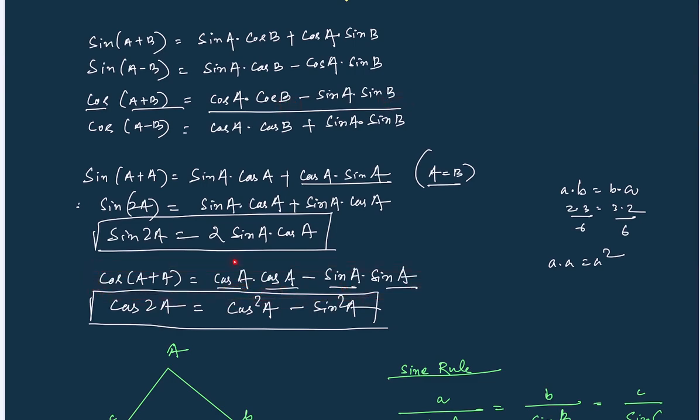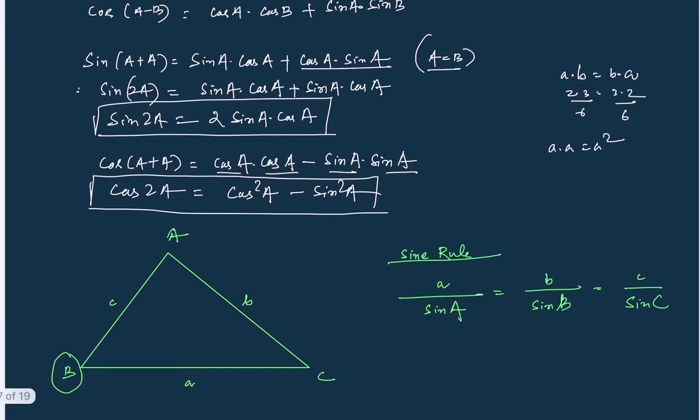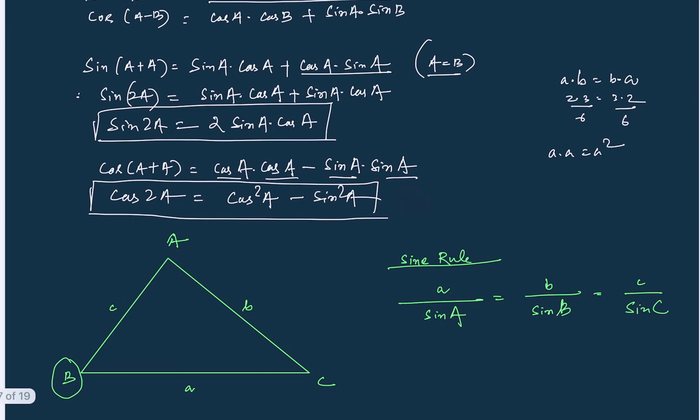So cos a into cos a will be cos square a, and sin a into sin a means sin square a. So this is the cos 2a formula. From this formula we can derive many formulas. This is one of the most important formulas that we need to remember, otherwise we are going to face horrors while solving the problems.